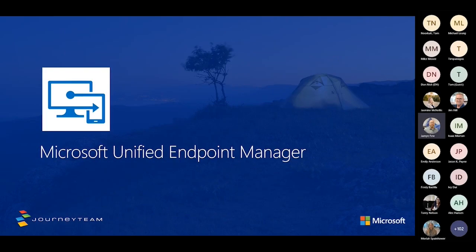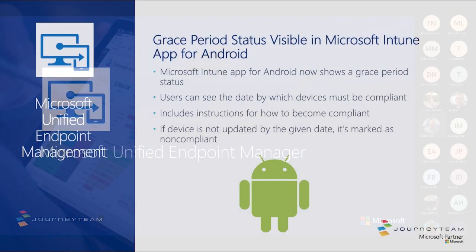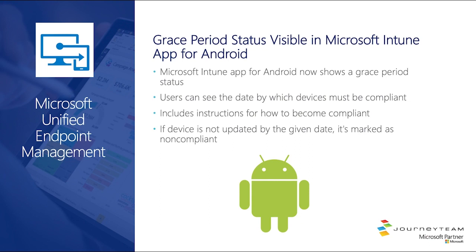So last but not least, let's talk about Unified Endpoint Manager. Some people like to call a piece of that, the piece they talk a lot about, Intune. So there is a grace period status that is now going to be available for Android devices. The users will see a date by which the device must be compliant, and they will get instructions on how to become compliant. And if they don't, that device will be marked non-compliant. So we're getting some good feedback here to the end users so they can understand what's expected of them. This is a cool little feature if you've got Android devices running around in your environment.